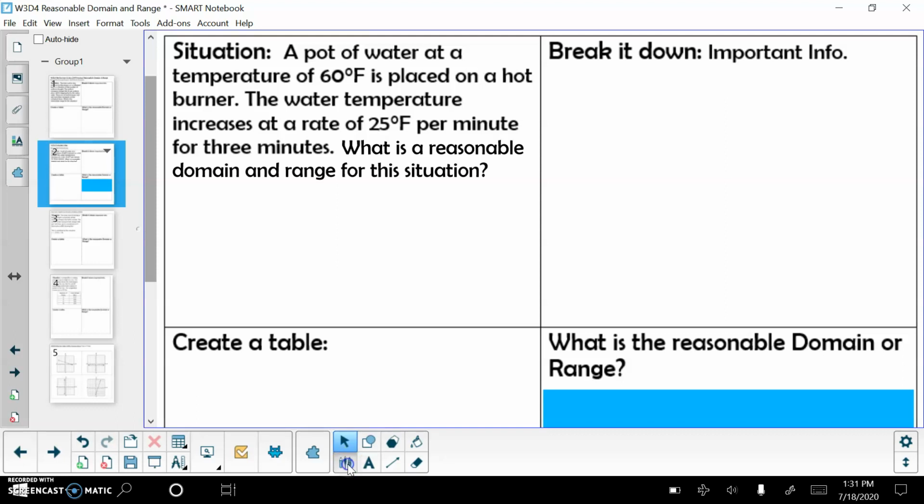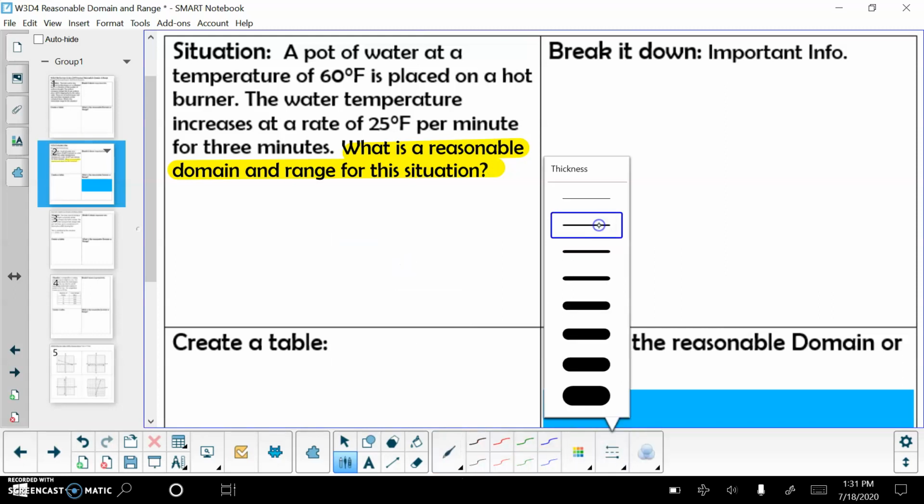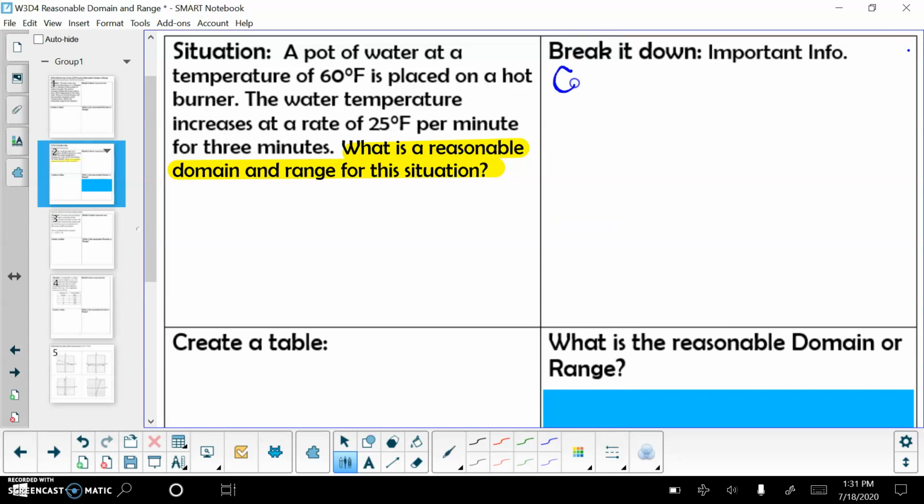And then the goal, which I'm going to highlight, because I always highlight the goal, is what is a reasonable domain and range. So it's asking us for both. And I'm going to go down. That is the very first piece of important information that I'm going to write down, the goal. I usually tell my students to tell me in one word, but this one actually has 2 things it's asking for, domain and range. So I actually need 3 words. But there's the goal, and that's the first read.